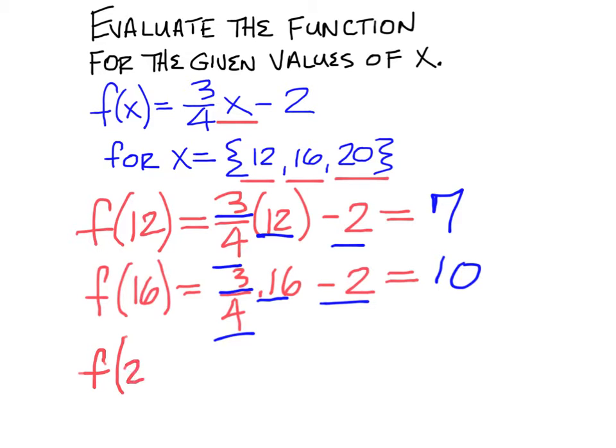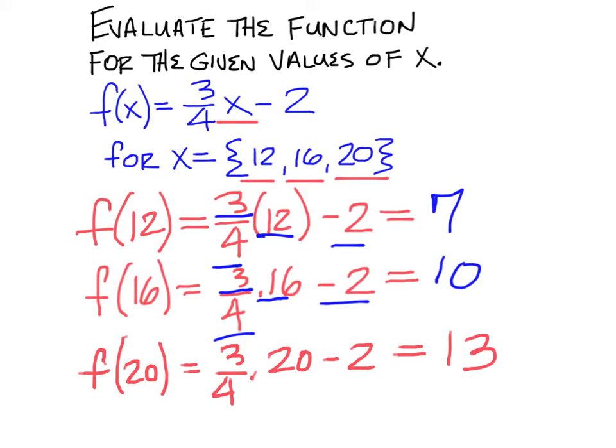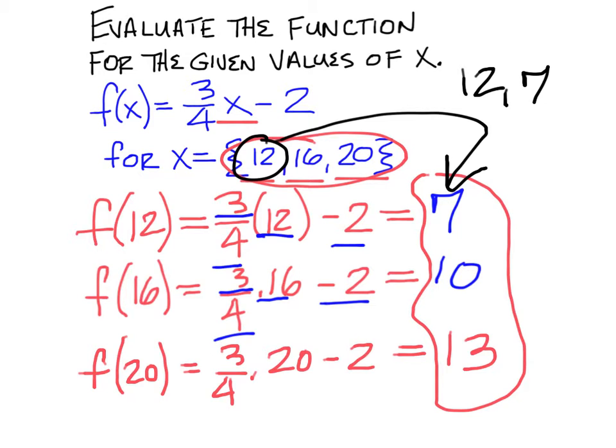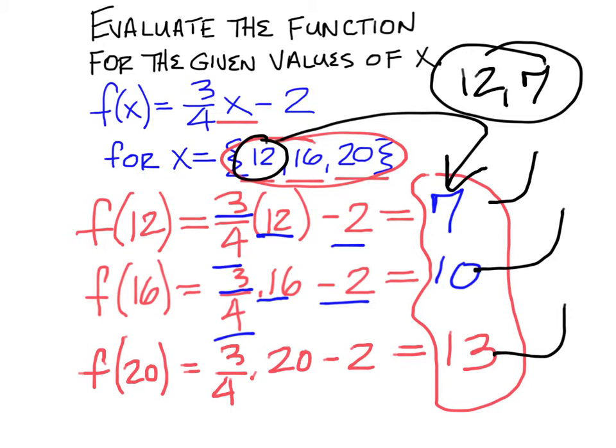And for f of 20, 3/4 times 20 minus 2. 3 times 20 is 60, divided by 4 is 15, minus 2 is 13. You get back 7, 10, and 13 for putting in these numbers. Whenever you put in a 12 and come back with a 7, you get 12, 7 for an ordered pair. It generates ordered pairs. So you can express it as this, or you can express them in order 7, 10, and 13.